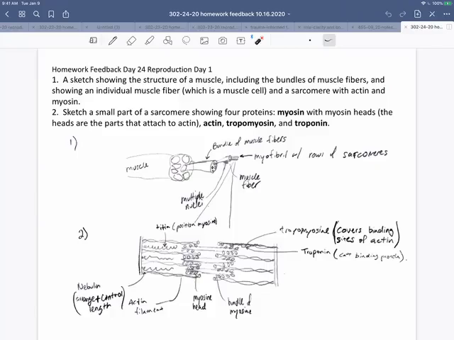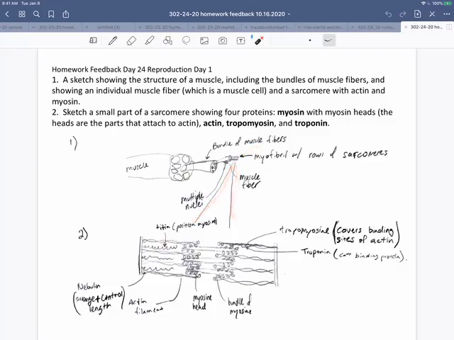The first two parts of the homework were a sketch showing a muscle. Within a muscle, there's a bundle of muscle fibers, and a muscle fiber is a muscle cell. Within each cell in a skeletal muscle, there's a myofibril with a row of sarcomeres. So this is one cell here, and it would go on here.